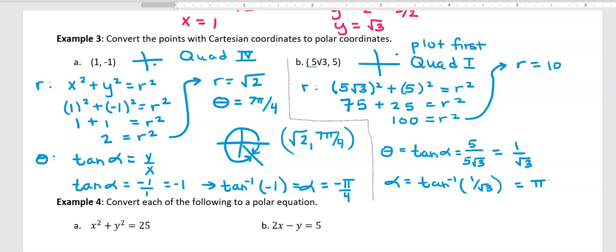pi over 6. Now, before we label that as our theta, we need to remember, is pi over 6 going to be in quadrant 1? And the answer is yes. So we can just go ahead and rewrite pi over 6 right up there. So our ordered pair for this one should be 10, pi over 6.